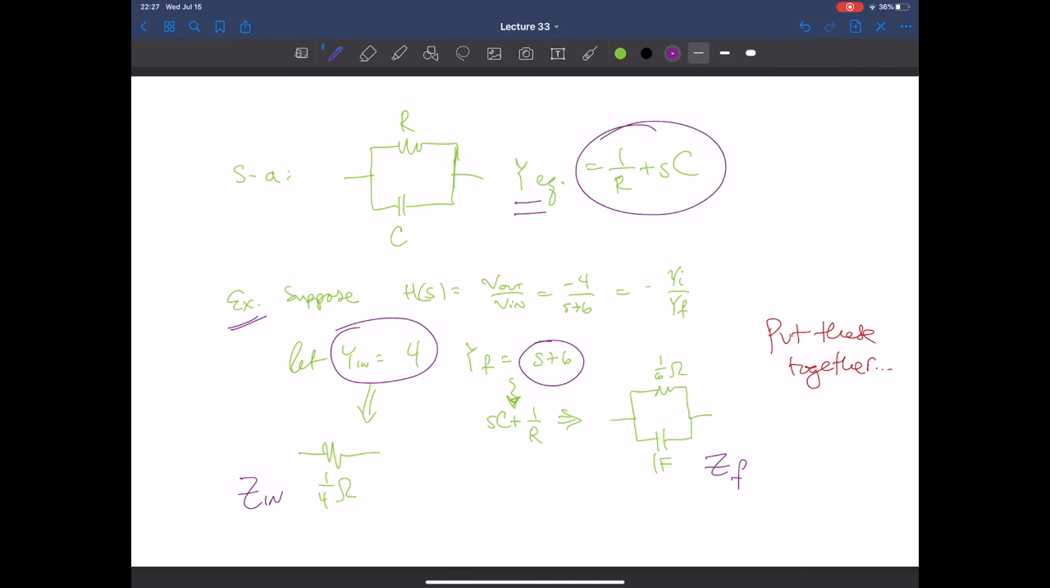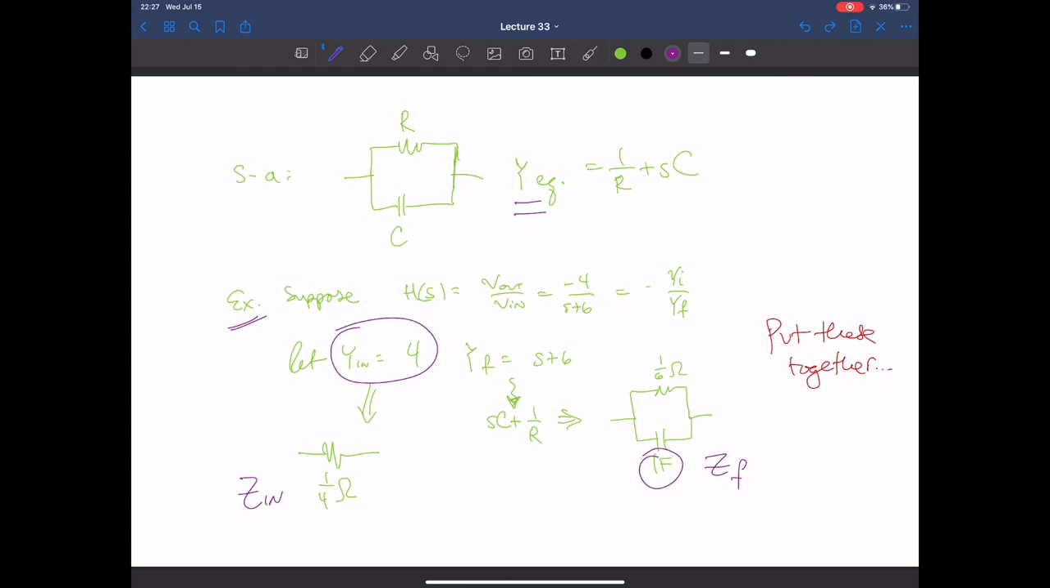To derive this is pretty straightforward. It's just going to be 1 over 6, taking the reciprocal here for the resistance, and then 1 farad, S times C, because the coefficient of S here is equal to 1. So 1 farad for the capacitor in there, in parallel with the resistor.